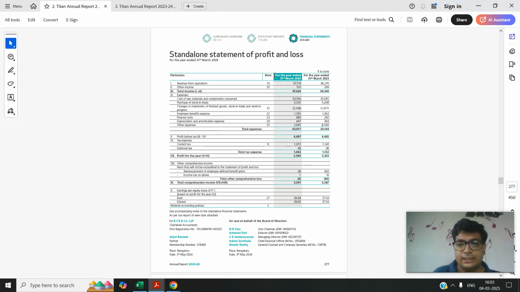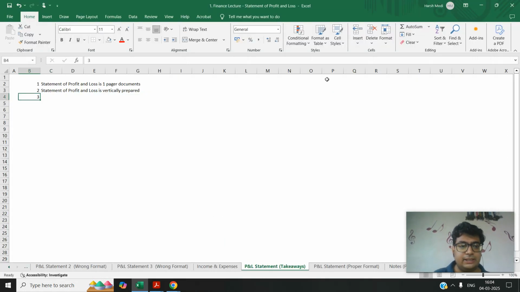So this is Titan's statement of profit and loss for the year ended 31st March 2024, which is what has been presented here. And beside it, we have the previous year's figures for comparison. So this is the third takeaway that I want to note here.